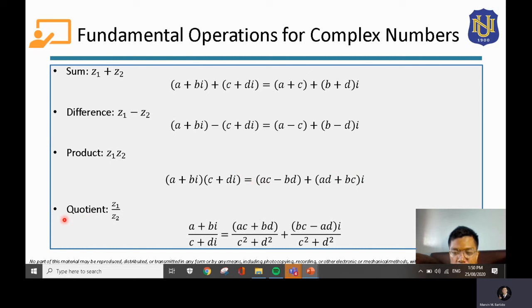Okay, now for quotient of complex numbers, that will be z1 over z2, or a plus bi over c plus di. So this will be the derived formula for this quotient. But again, you don't have to memorize this. In the next slide, I will show you how we have come up to this formula.